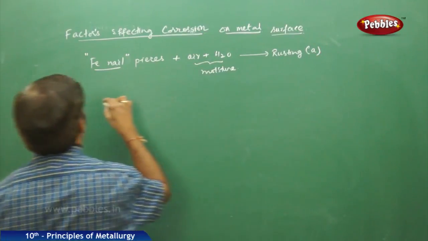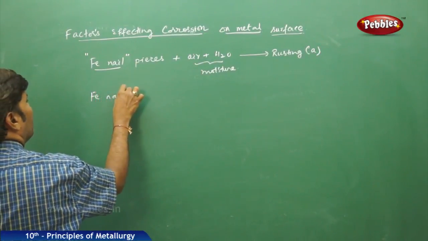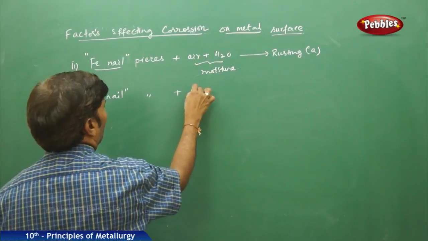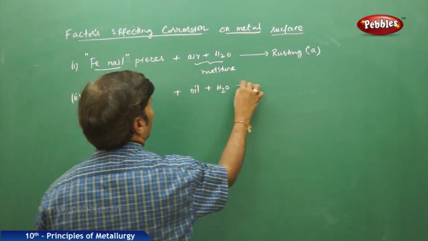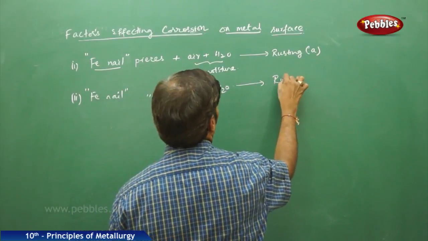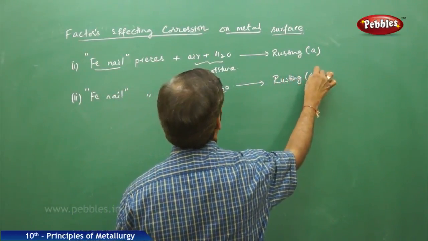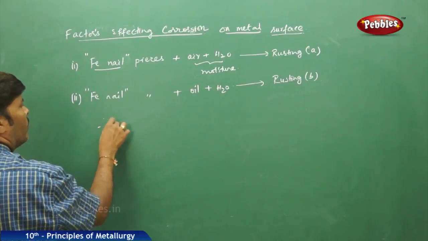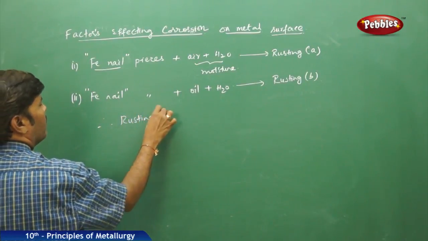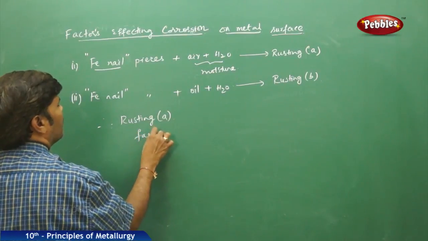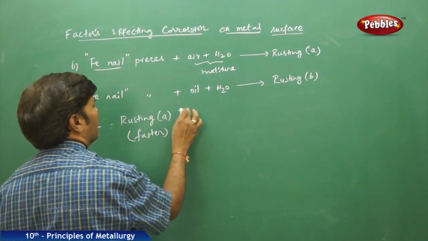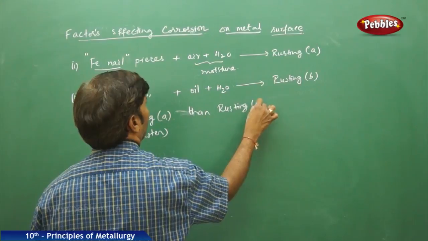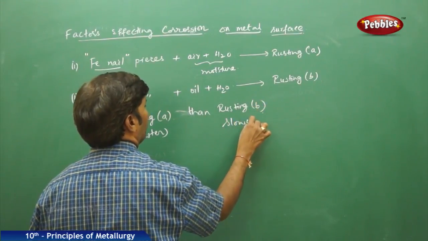This is A. Again, if you take iron nail pieces and mix them with oil plus water, here also rusting takes place. Rusting stage 2, it is B. Between these two, you find that rusting in A is faster than rusting in B. That is, it is slower.